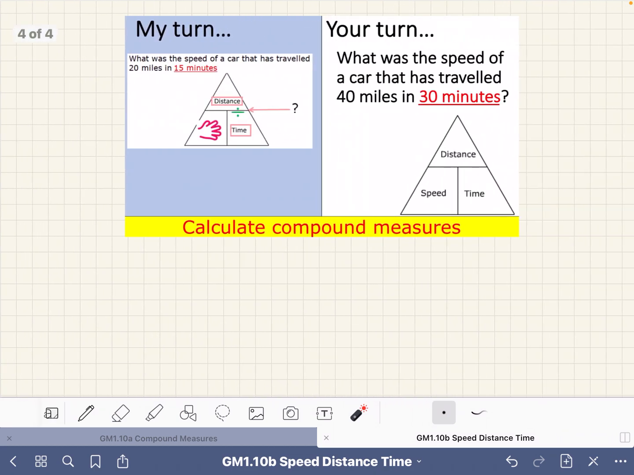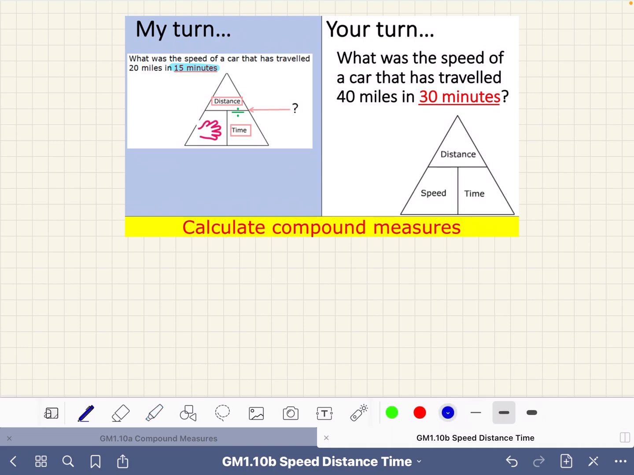Looking at this next set of examples, we can see that the speed of the car is being requested when it has travelled 20 miles in 15 minutes. Now, miles per minute isn't a common measure we use. We quite often would need to change this to miles per hour. That means we will draw on our understanding of converting minutes into the decimal hour format.